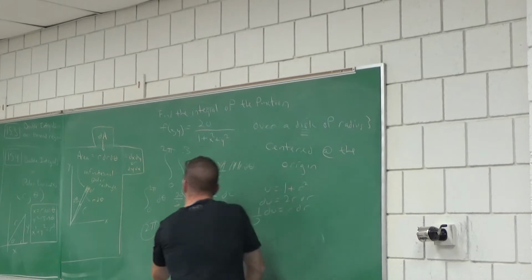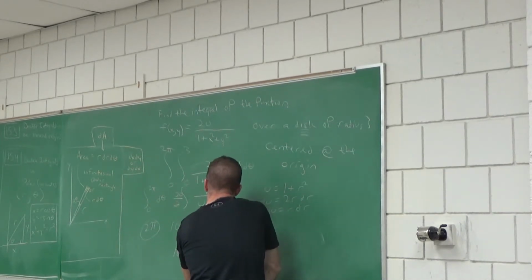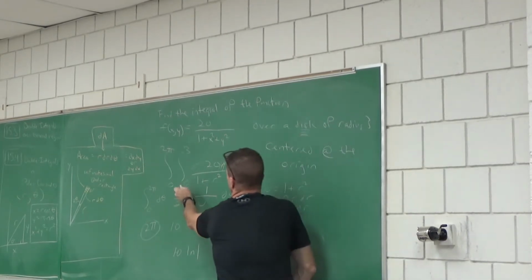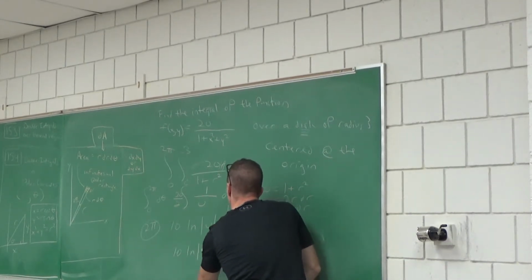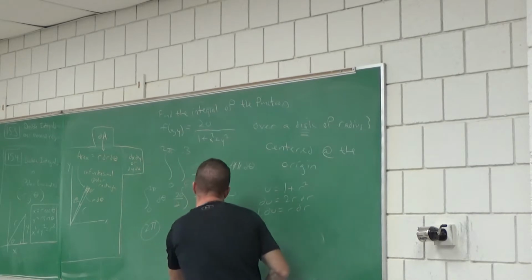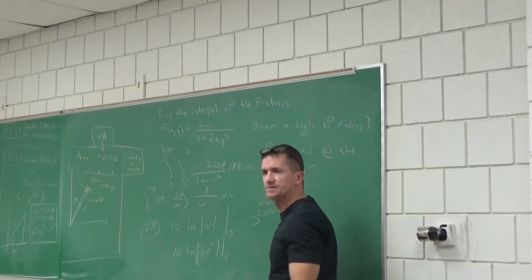I'm going to resubstitute. What was u? 10 natural log of... Where were the limits? Are they there? 0 to 3, 1 plus r squared. Hey, you don't need bars anywhere. Isn't 1 plus r squared always positive?